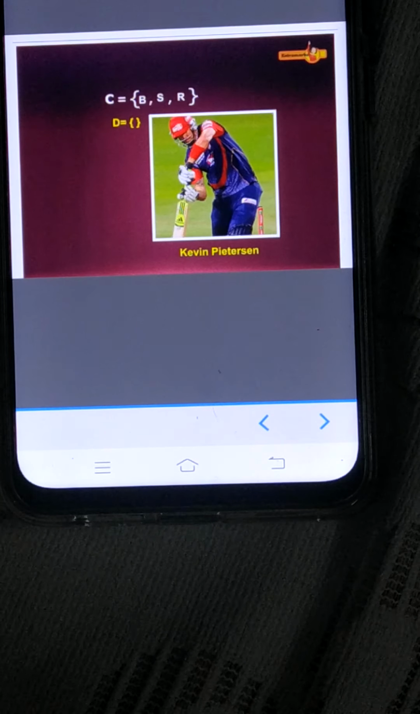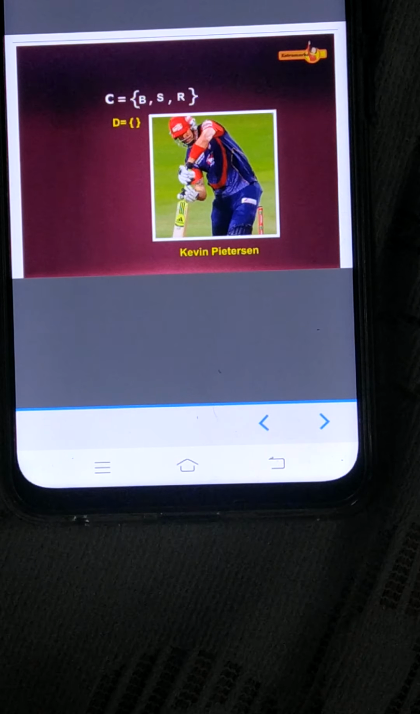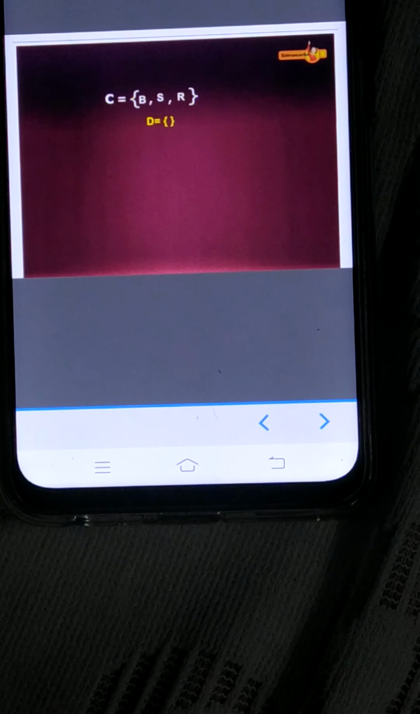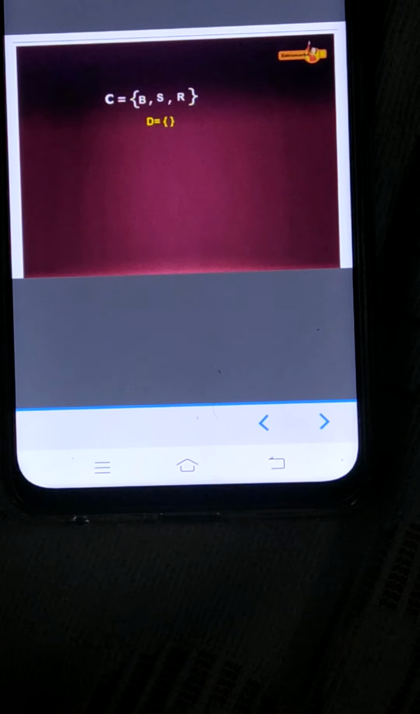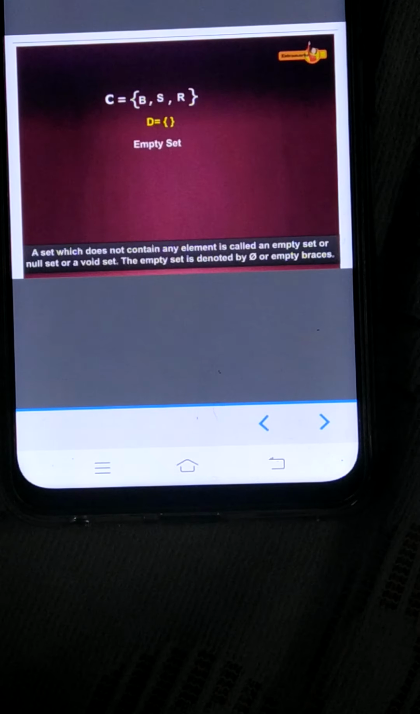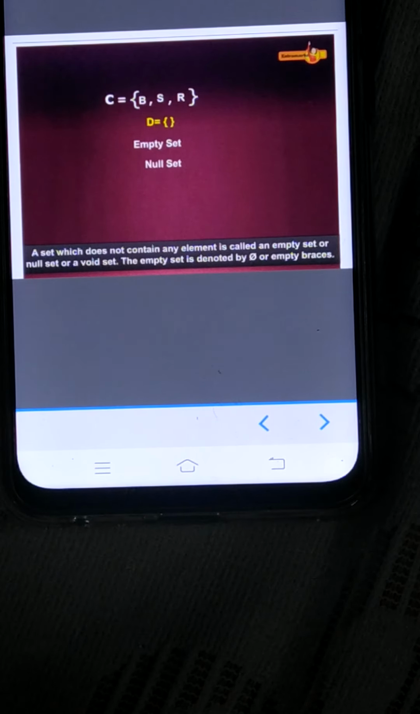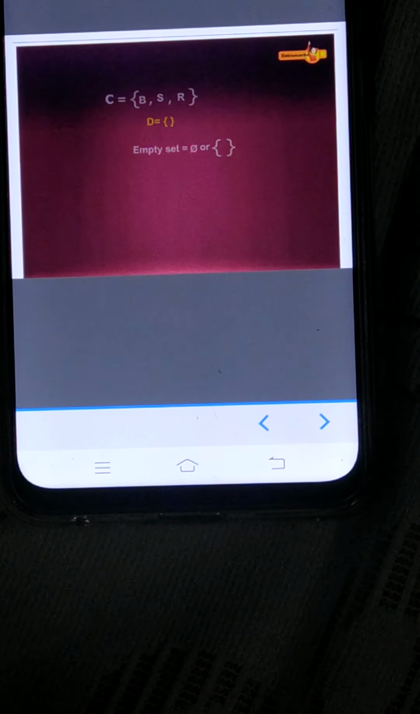Since there is no such member present in the given set C of batsmen whose name starts with K, there will be no member in set D. Hence, it is a null set. Thus, we can say a set which does not contain any element is called an empty set, or null set, or a void set. The empty set is denoted by phi, or empty braces.